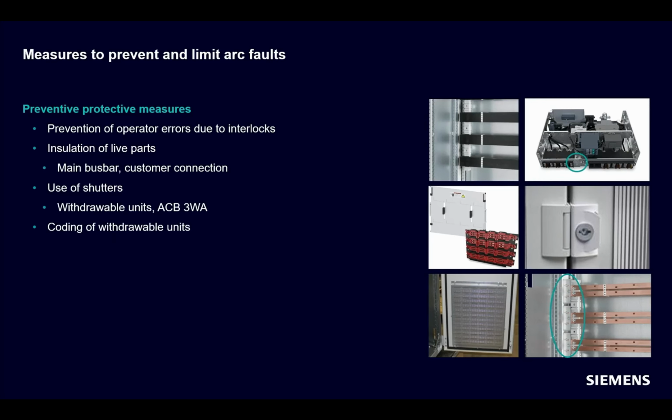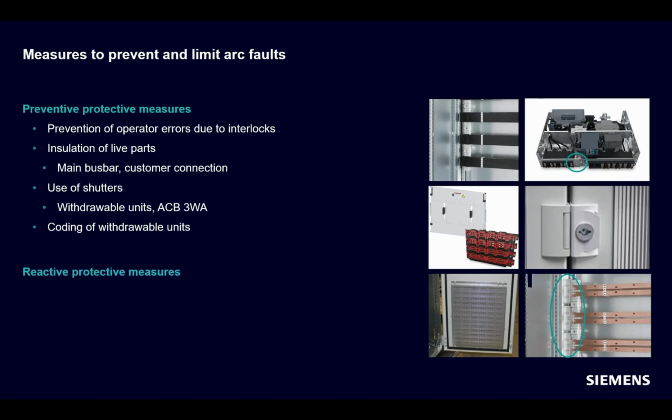These can prevent live parts from being accidentally touched with a tool during maintenance work. Further ones include, for example, the use of coding. This avoids confusion between withdrawable units of different ratings and circuit breakers of different ratings.